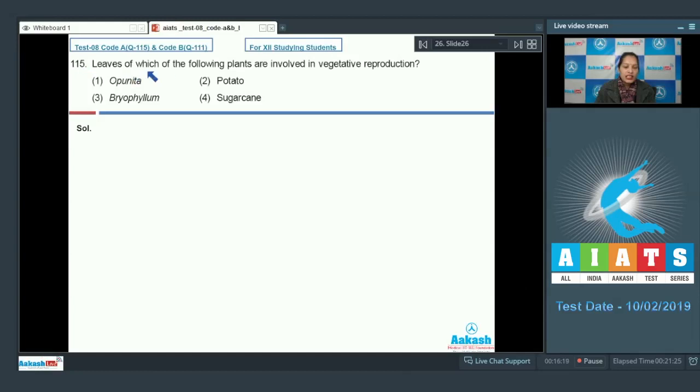Question number 115. Leaves of which of the following plants are involved in vegetative reproduction? First option opuntia, second potato, third bryophyllum, fourth sugarcane. In opuntia, potato and sugarcane, the stem is involved in the vegetative reproduction, not the leaf. So these options are ruled out. Now what about the bryophyllum? Bryophyllum has leaves which help in vegetative reproduction as they have leaf buds. So the correct option for the given question is option number 3. Let's move to the next question.